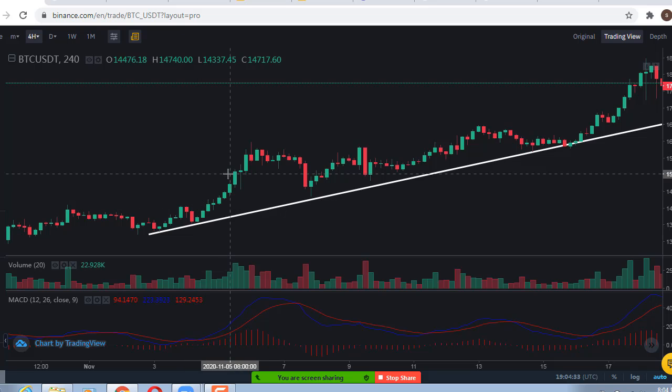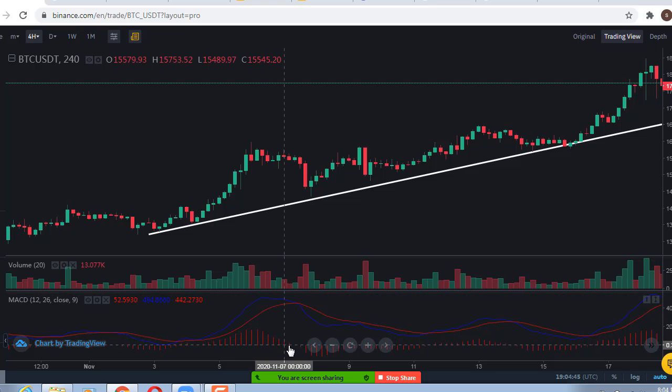Now, the more momentum that these have to the upside, the higher the histogram will be forming. And once that momentum dies down here, you see the histogram start reducing. That means there is no more buying pressure.